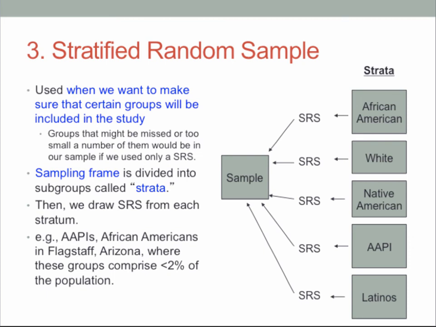So we can use stratified random sampling in order for us to capture some of these folks that might be underrepresented within a given population.